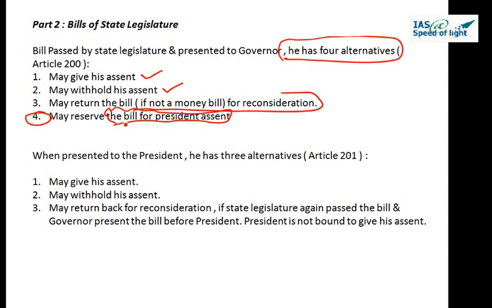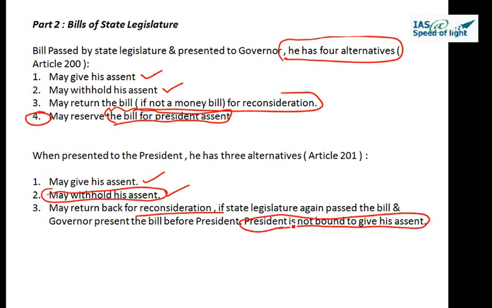Now suppose the governor reserves the bill for the president's assent and presents the bill to the president. Again the president has three options. First, he may give his assent, the simplest option. He may withhold his assent, so the bill cannot become an act. Third, he may return it for reconsideration. And if the state legislature again passes the bill and the governor presents it before the president, the president is not bound to give assent. This is contrary to what happens with central legislation.